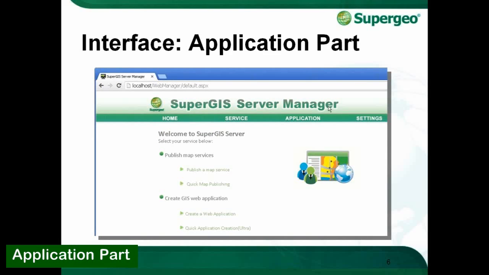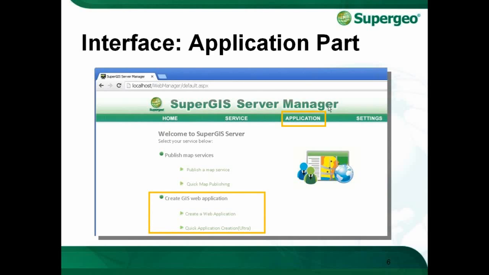For the application part, the application part means to create a website to display the map service. So, after the application has been created, we can open the GIS Manager and find the website to view the map service by web browser.